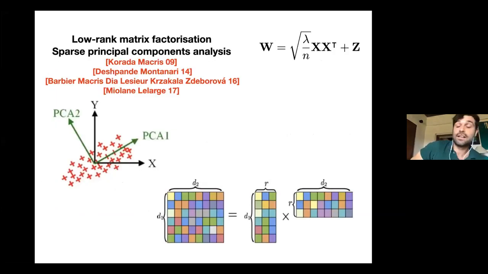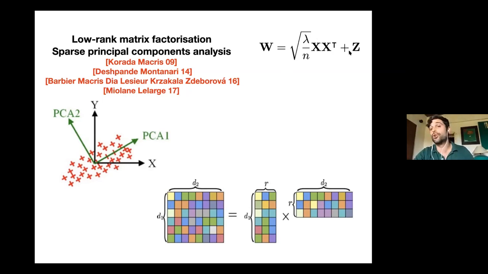Another class of models that we consider is the so-called low-rank matrix factorization, which is a simple probabilistic model for sparse principal component analysis. So in this inference problem, or you can also think of it as a learning problem, what you are given is a matrix W, which you can think of as a matrix of data. And what you are trying to do is find a low rank representation of this matrix. So the generative model for this matrix in this setting is the following. There is a low rank matrix X multiplied by itself, X X transpose. You can even think of X as a vector. In this case, this is a rank one matrix.